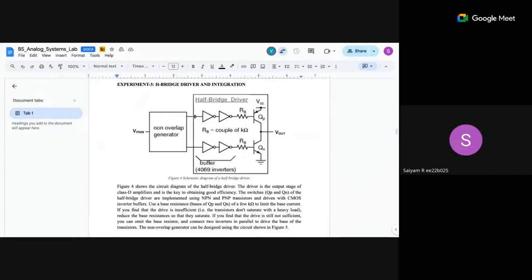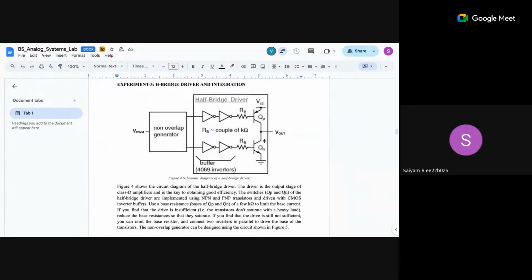Here I said Q bar is low, correct? And here you are giving Q, right? Now if Q bar is low, Q is high, right? Now again, with an even number of inverters here, this is again high. This is a high signal. So it won't conduct, right?